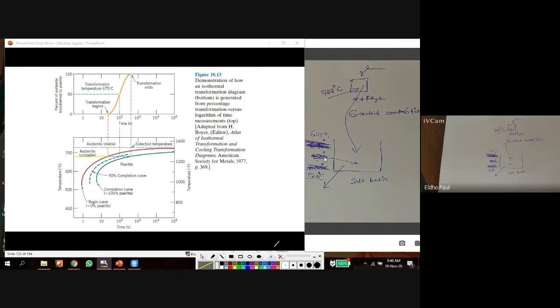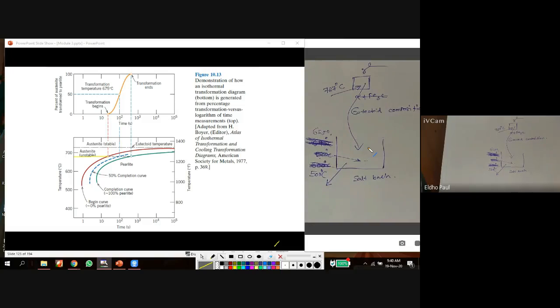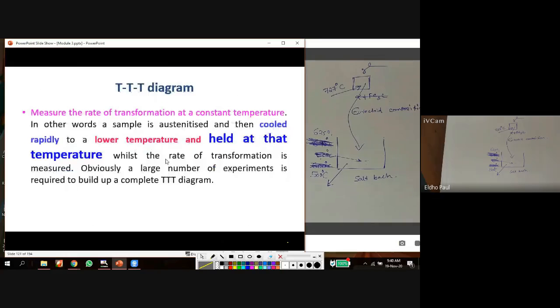So we have to maintain the same, constant temperature in the salt bath during the cooling process. We should not vary the temperature during the cooling process. Okay, so with respect to time, with increasing time, what happened? The austenite converted to another microstructure. So this definition is very important.